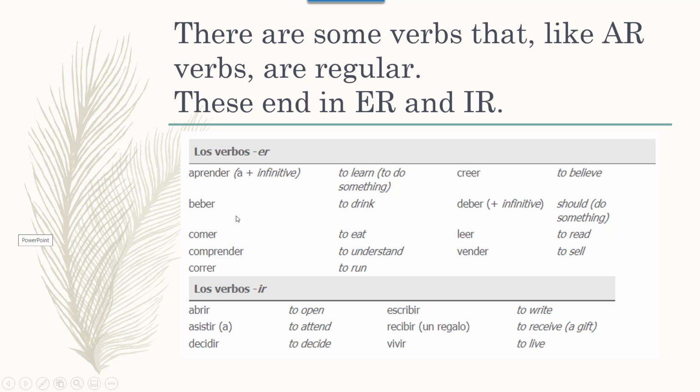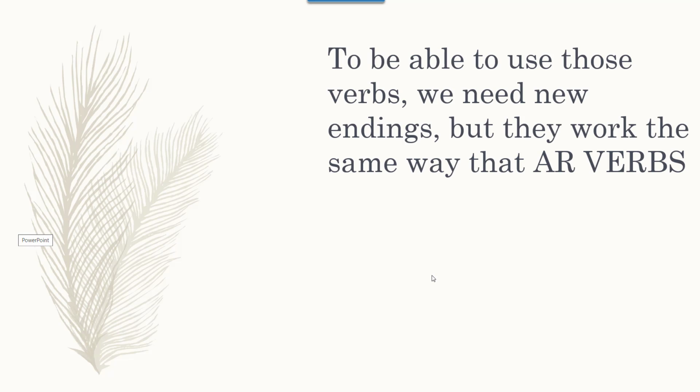There are other verbs like beber, comer, correr, leer, all of these verbs. And also some IR verbs. Abrir is to open, decidir, to decide, escribir, vivir, any of these verbs. Now, how do we use them? I said that they're similar to AR verbs. Well, let's see how similar they are. So, to be able to use these, we need new endings.